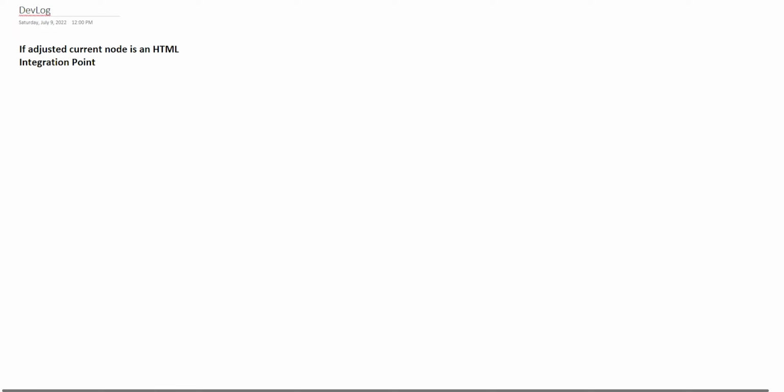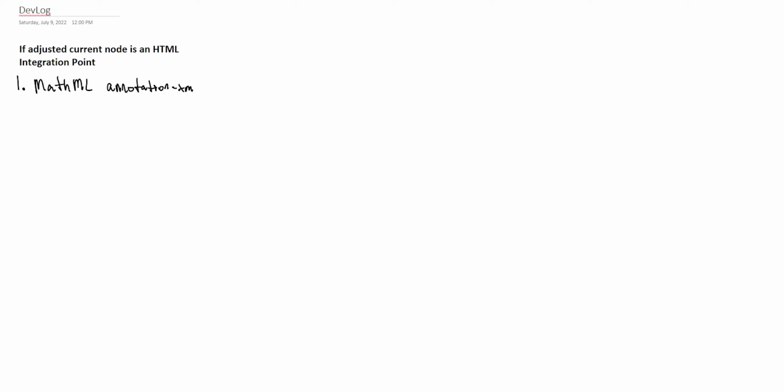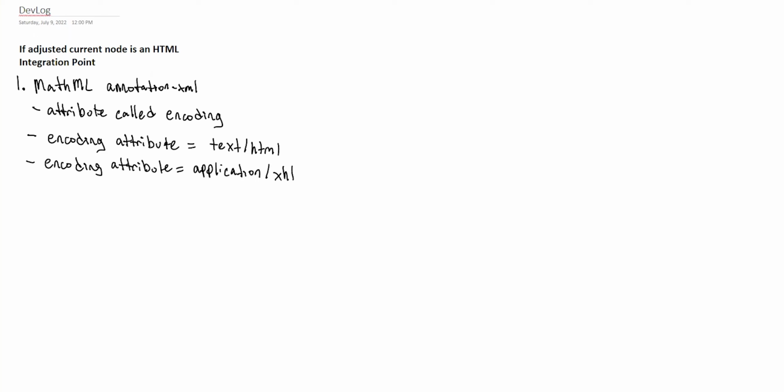There's a few different things that actually make an HTML integration point. The first one is whether or not it is a MathML annotation-xml. Last time I figured out what that actually meant, but it also is going to have a couple of special properties. The first one is that the MathML annotation-xml should actually have an attribute called encoding. And also the encoding attribute has to have the value of text/html or application/xhtml+xml.